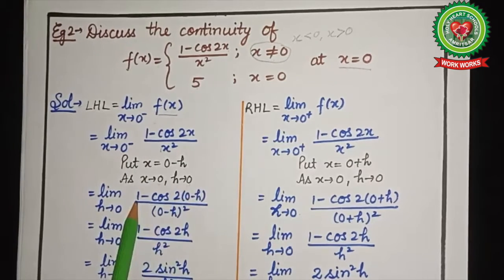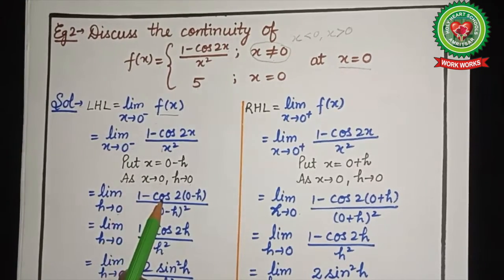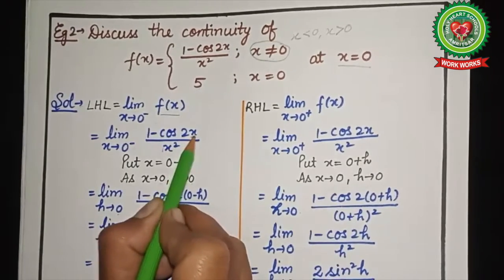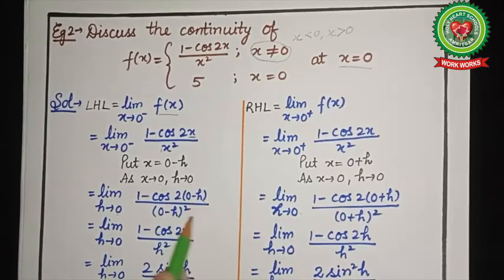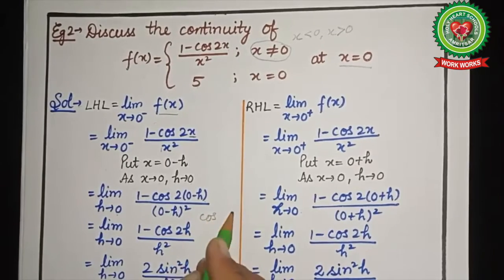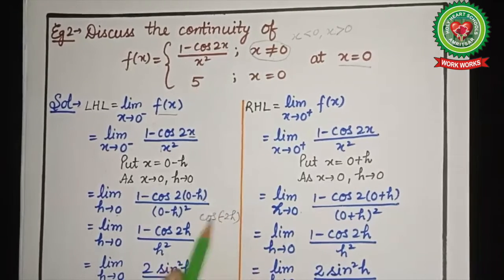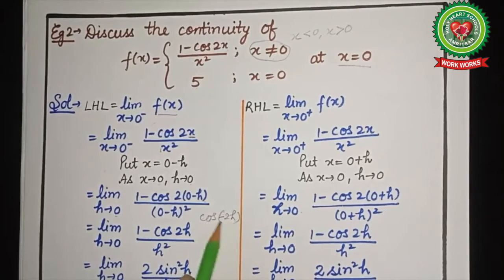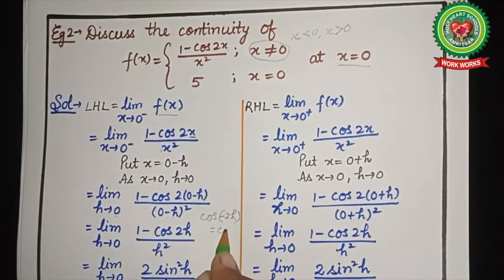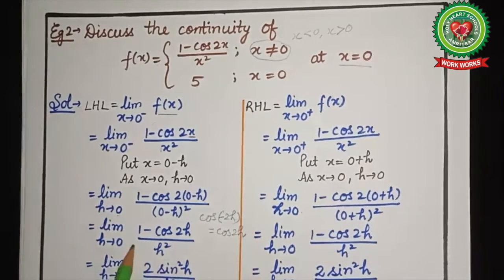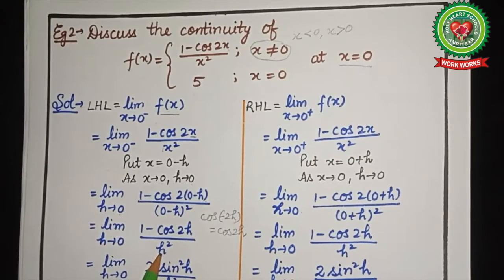Now here limit h approaching 0 of 1 − cos 2, in place of x put the value, so it is (0 − h). So on simplifying, here we will get cos of (−2h). Now cos is an even function, so the minus sign will be absorbed, and we get only cos 2h. So it converted into (1 − cos 2h) upon h².